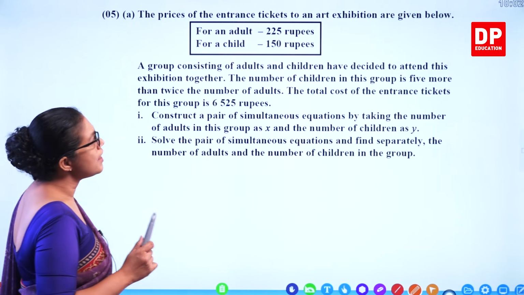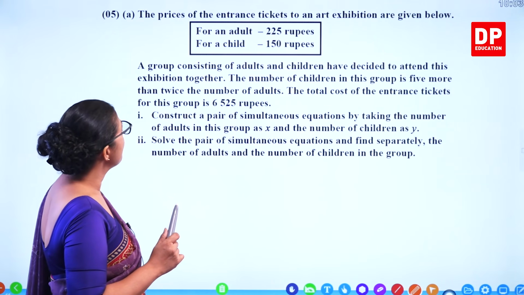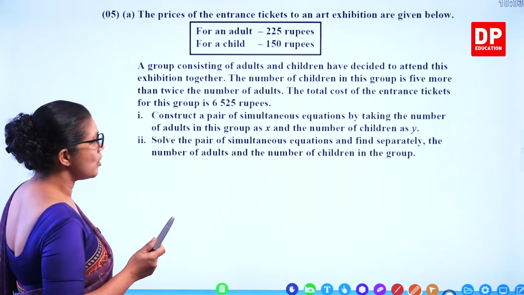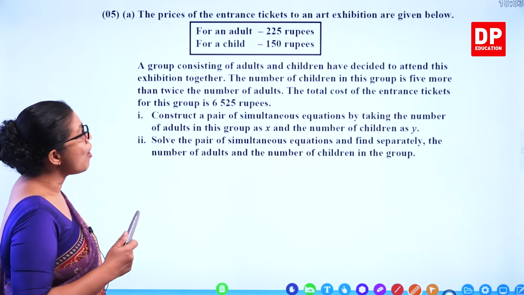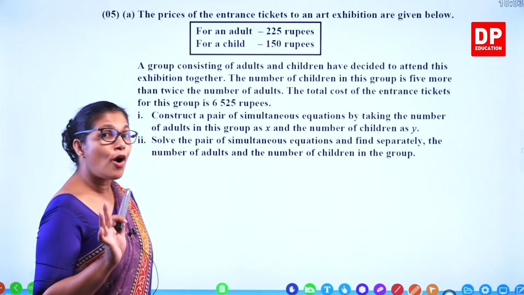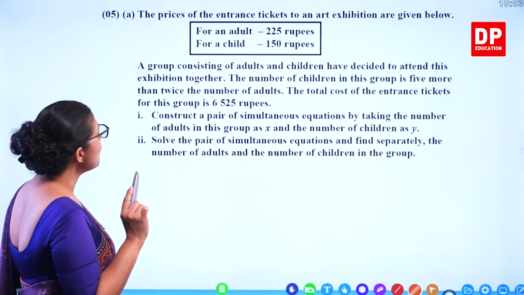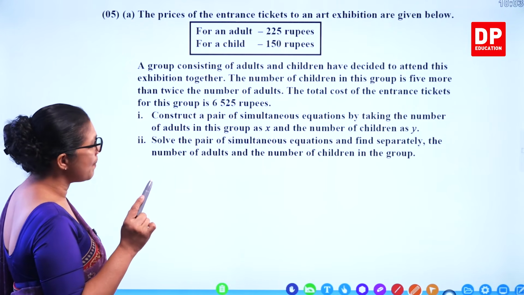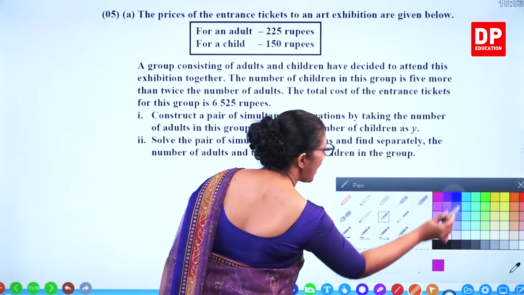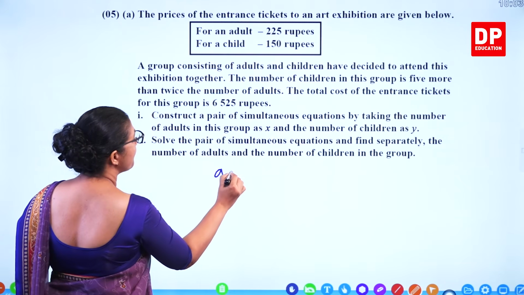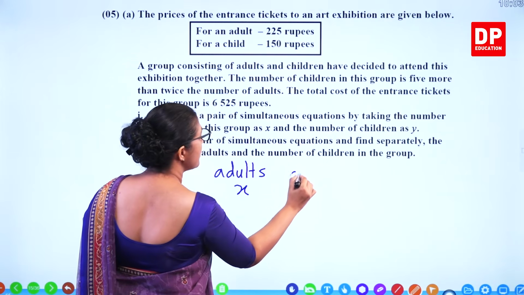The total cost of the entrance tickets for this group is 6,525 rupees. Construct a pair of simultaneous equations by taking number of adults in this group as x and number of children as y. So that's the most important part. You need to identify what is x and what is y. Solve the pair of simultaneous equations and find separately the number of adults and the number of children in the group. So we can first identify adults, we take x number, and children y.